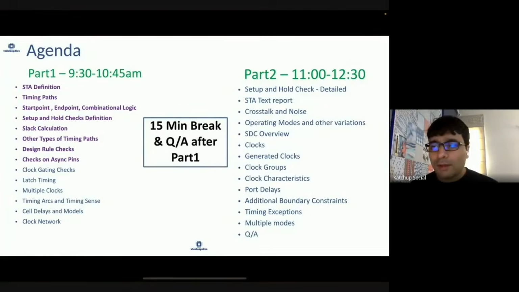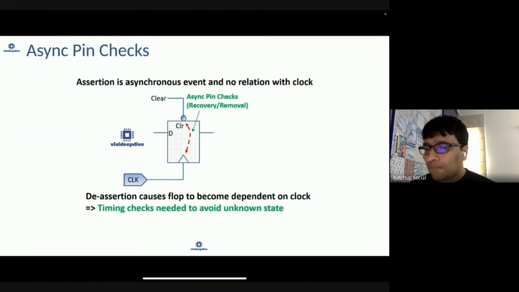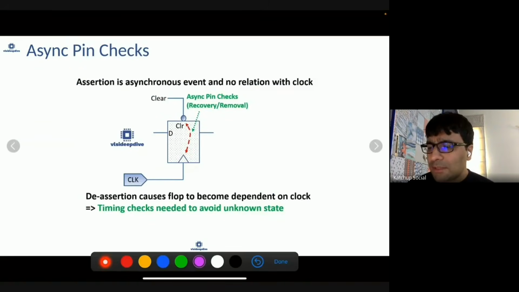Let's now understand the checks other than setup and hold in more detail. We'll start with checks on async pins. So what are async pins? Async pins in the design are typically reset or clear pins. I'm using the clear pin as an example, but it can be a set pin as well.